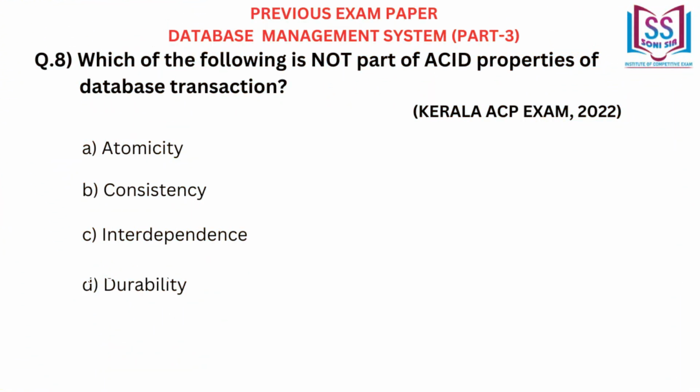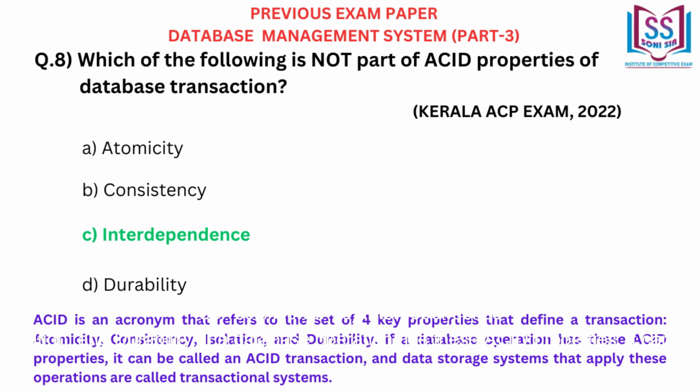Which of the following is not part of ACID properties of database transaction? A. Atomicity. B. Consistency. C. Interdependence. D. Durability. Correct answer C.